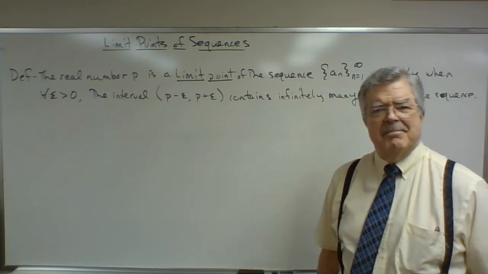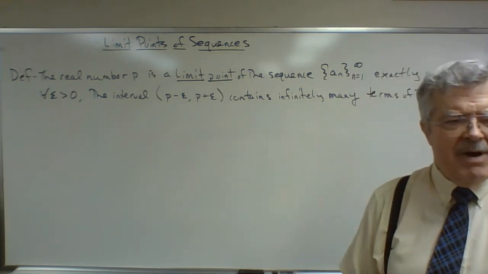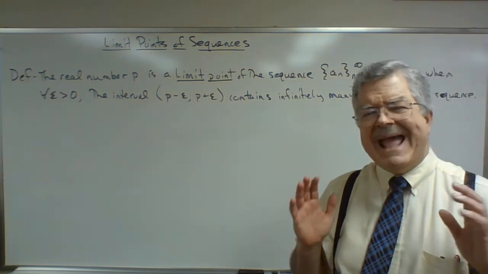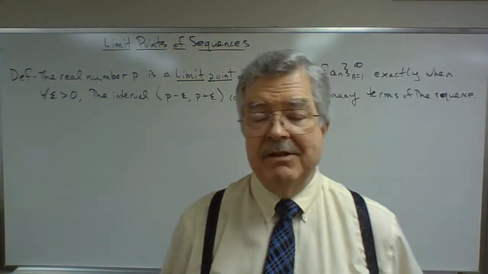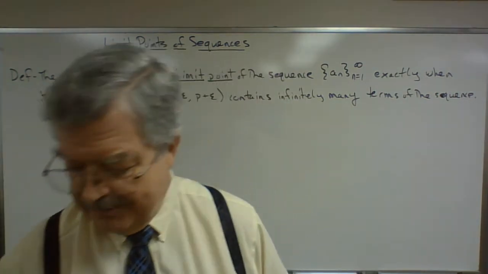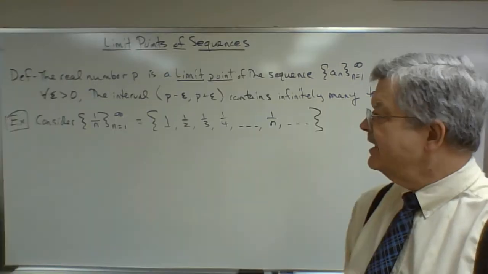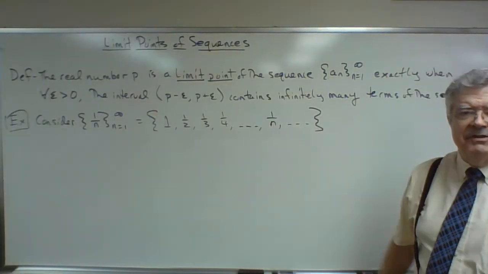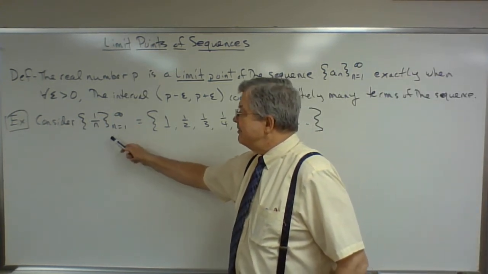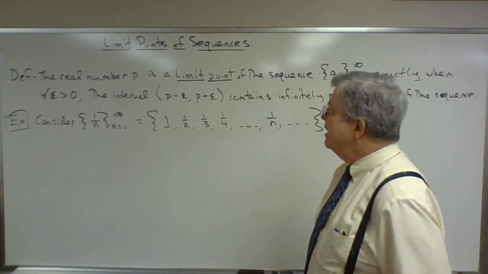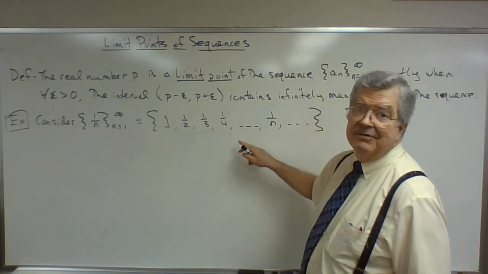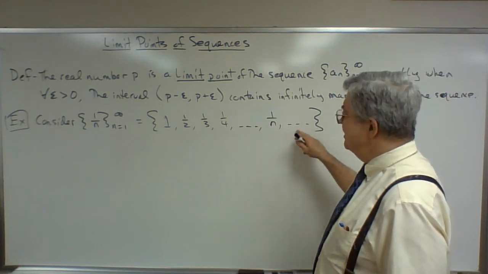So let's look at a bunch of examples and play around with them just so that we get a fairly accurate idea of what it means for a real number p to be a limit point of a sequence. Let's consider this example to start off with. The sequence whose nth term is 1 over n. So our terms are 1, a half, a third, a fourth, a fifth, a sixth, a seventh, 1 over n, dot, dot, dot.